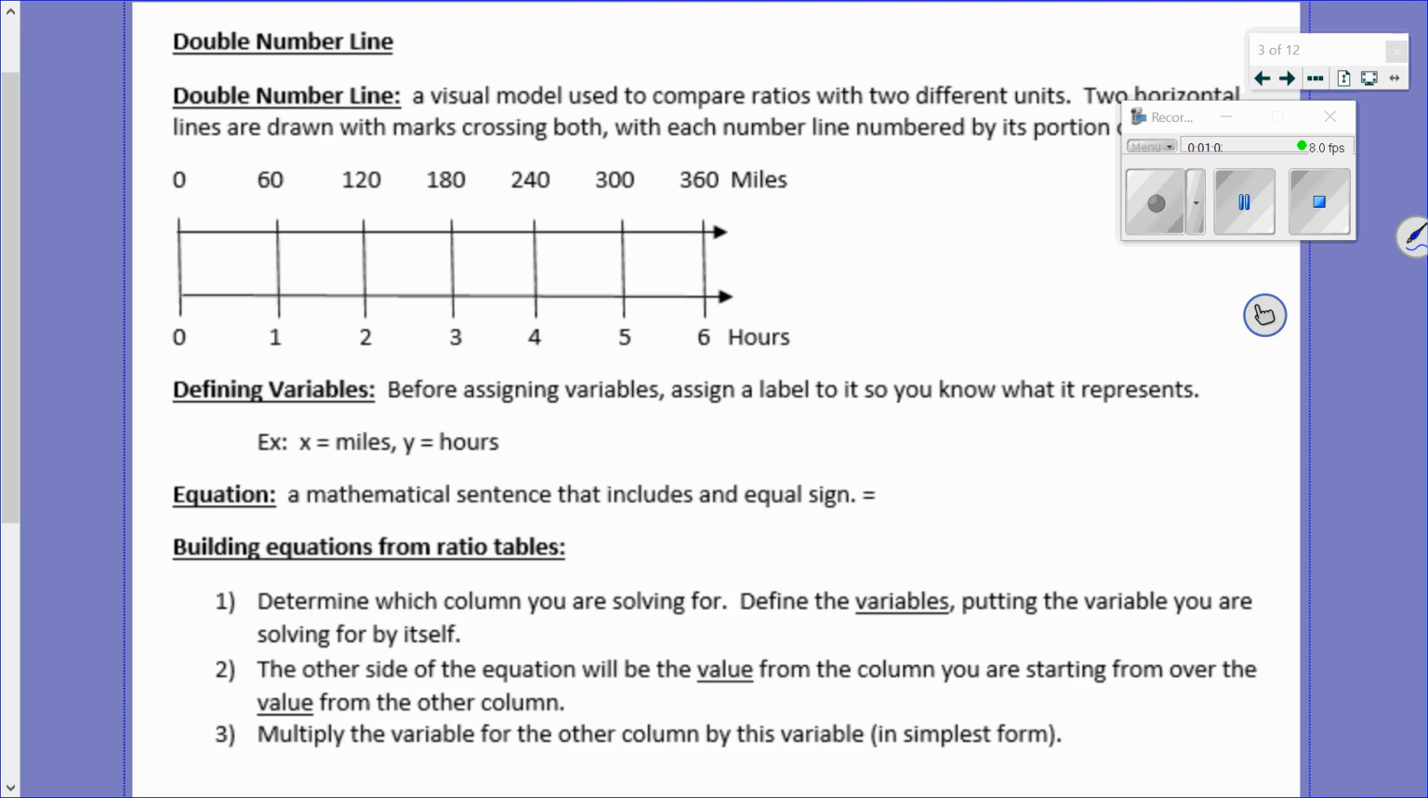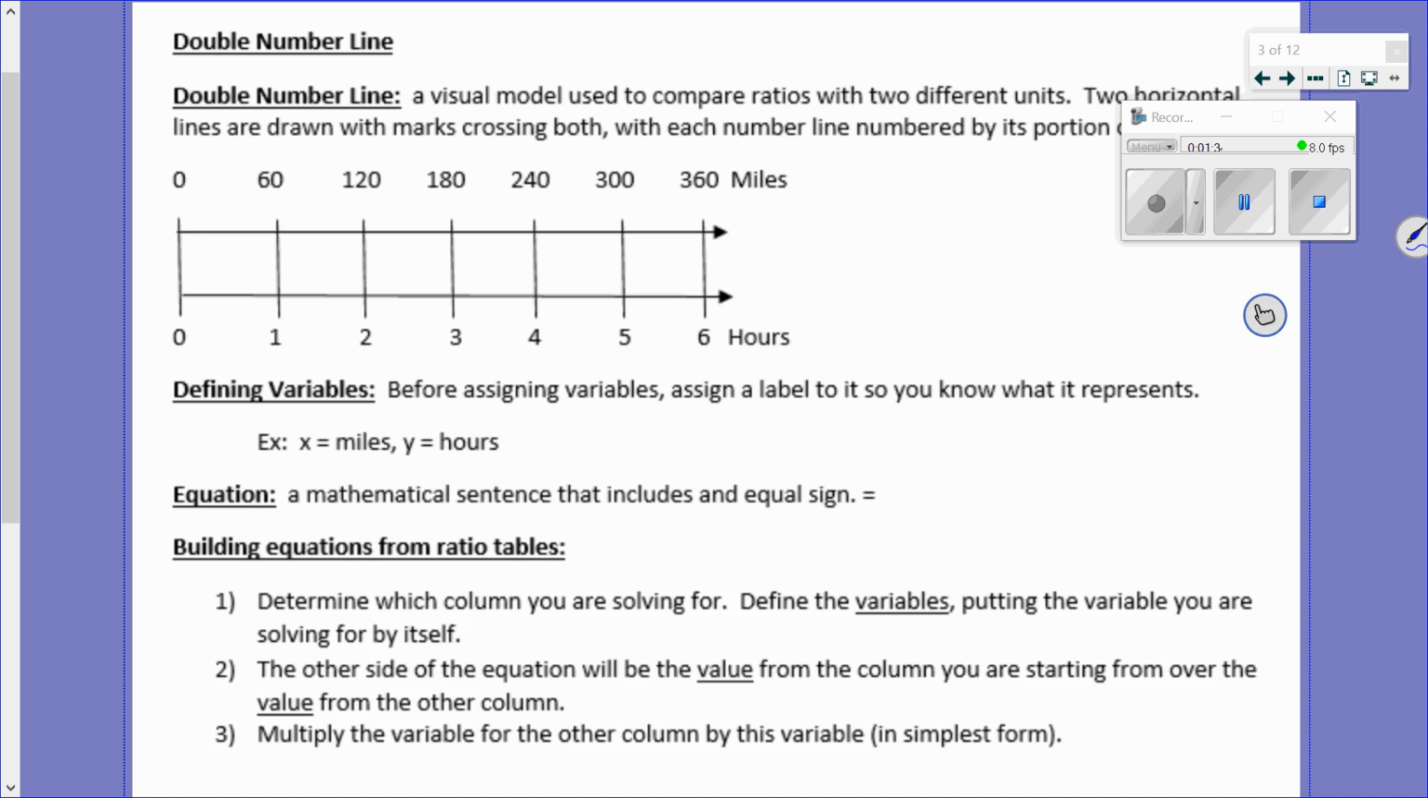So what we see here is we're comparing miles and hours, right? So you have a constant rate, 60, 120, 180, 240, and on the bottom, 0, 1, 2, 3. So what we're really doing is comparing miles to hours. Really simple, right, Mary? So it's just like a ratio table but with lines instead of the whole boxes. Okay? And we'll do a few problems today where you can see this will be really beneficial.